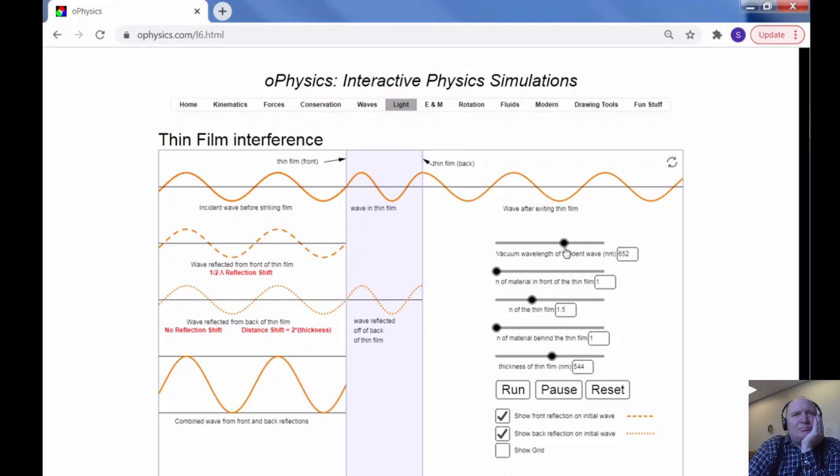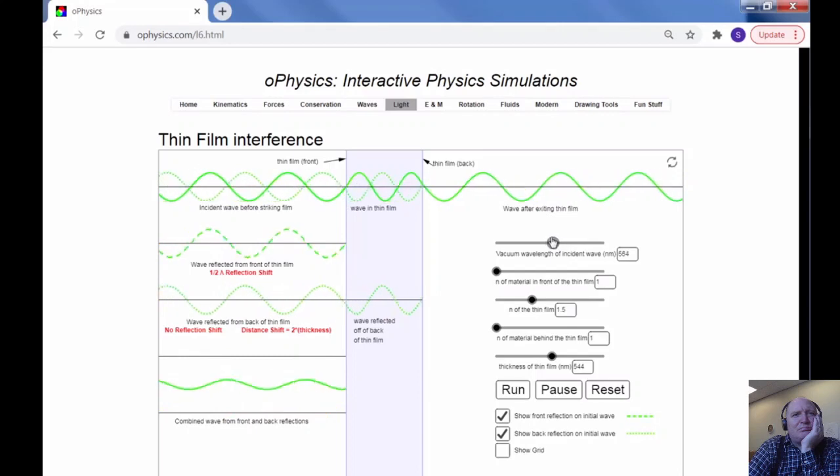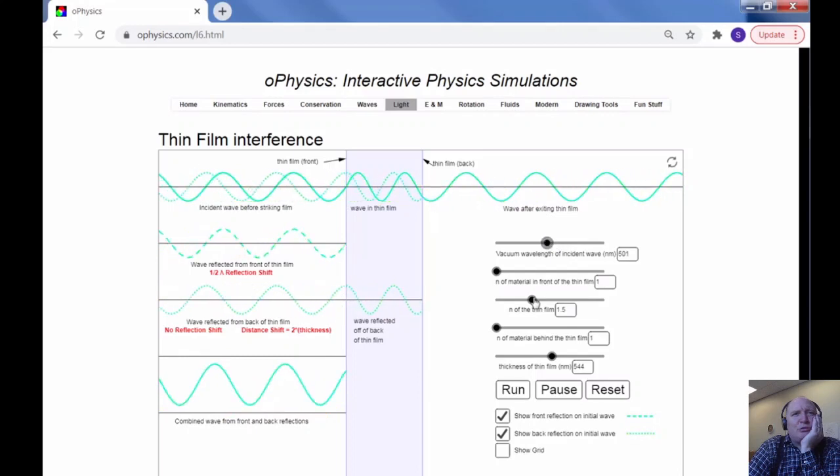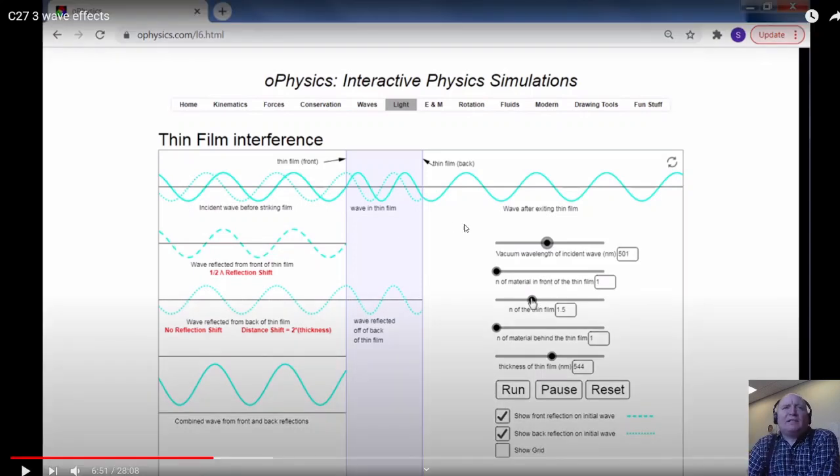Now I'm going to adjust some values in order to be able to illustrate what happens easily and keep in context with another file I have. So I'm going to change our wavelength down to 500 nanometers. I'm going to let our first medium be air to begin with. I'm going to change the second medium. It's really interesting to look at this half wavelength reflection shift, right?